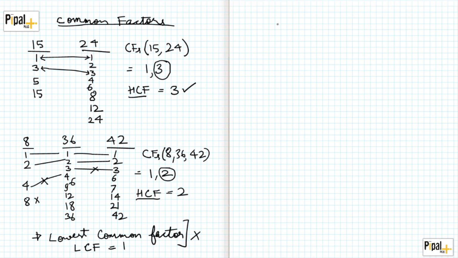Just like we've looked at common factors, we'll look at common multiples. Now, for finding out common multiples, let's take a couple of simpler examples. Let's say we have to find the common multiples of two numbers, 15 and 6.